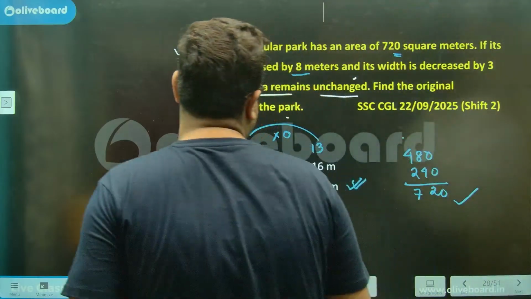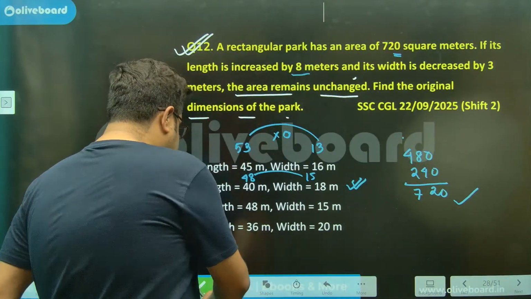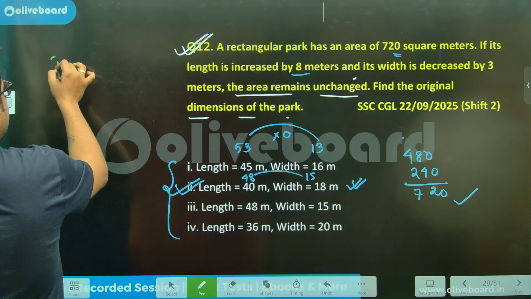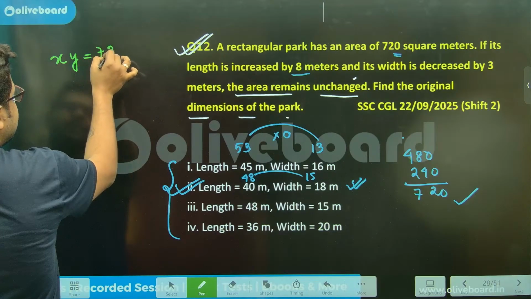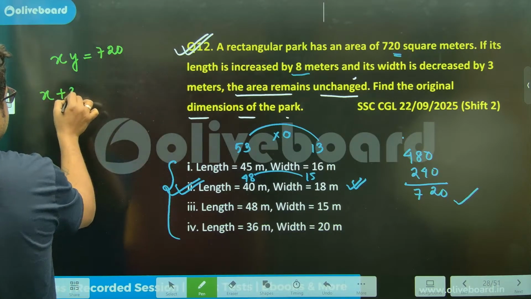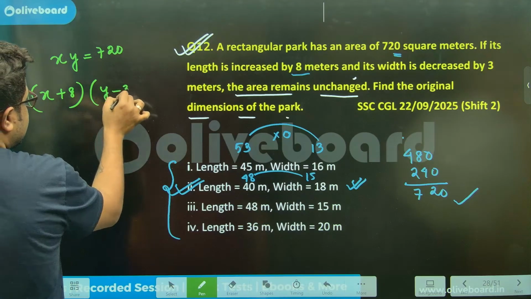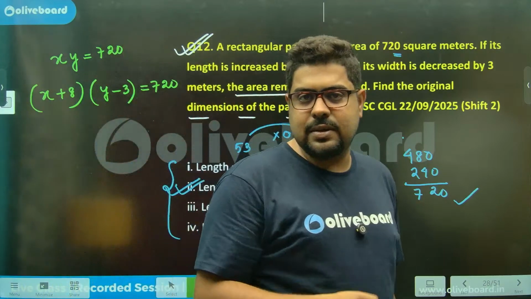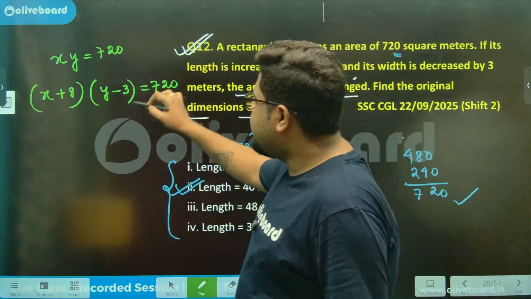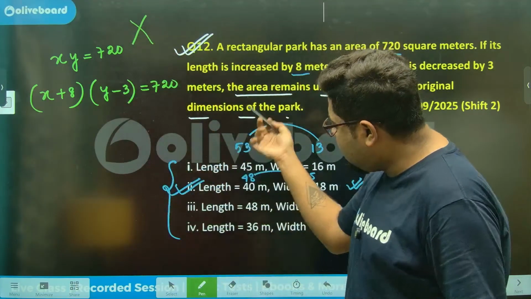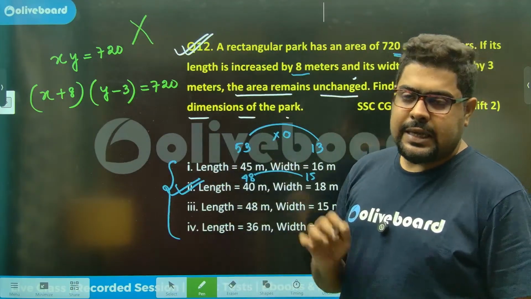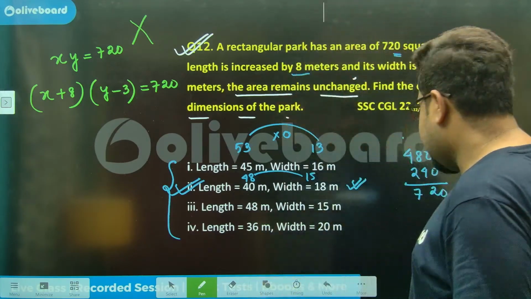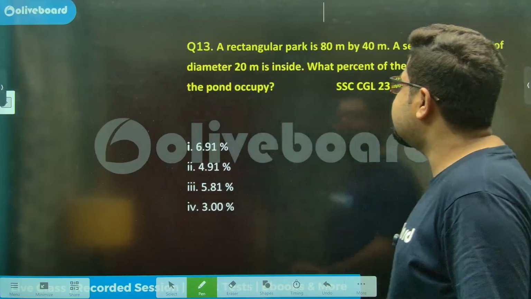Is this clear? Otherwise, the traditional way was I would have made my equation: x into y is equal to 720. The other equation is x plus 8 into y minus 3, which is again equal to 720. So from there, two unknowns, two equations, you calculate. But again, there is a much better method. This I am not recommending. You have the options, use them to your advantage. Clear, everyone? 100% clear, I hope. Moving on.